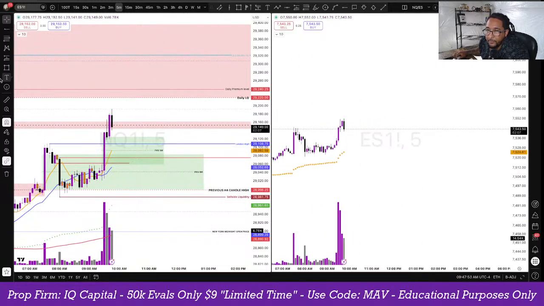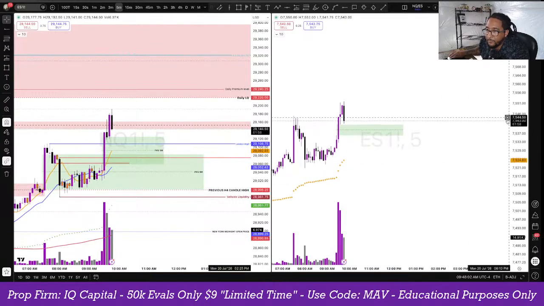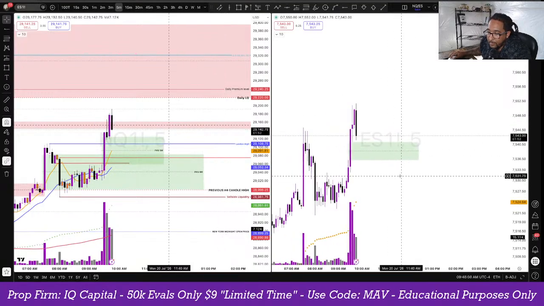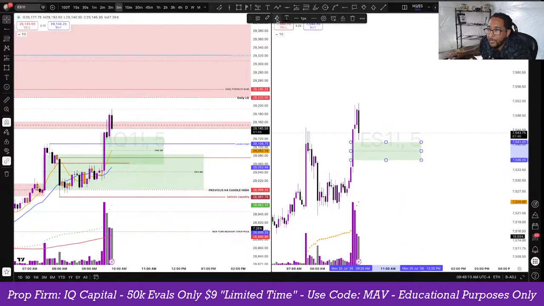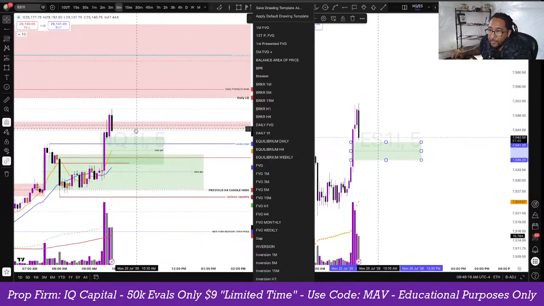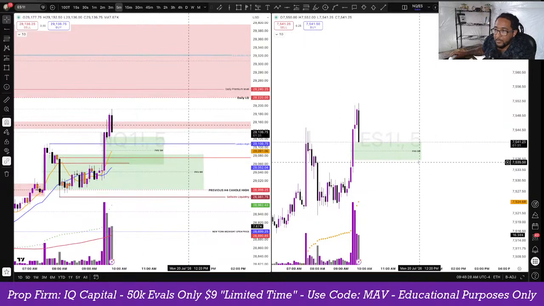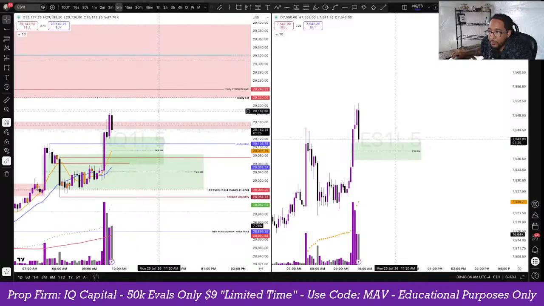So we do have a 5-minute inefficiency here on ES. If ES taps into it, that could give us indication that NQ will follow and go to the upside. So if ES taps into this 5-minute inefficiency before NQ, we could still take a jab here on NQ. So let's see. Looks like there we go. ES tapped into that 5-minute. Let's see what NQ decides.